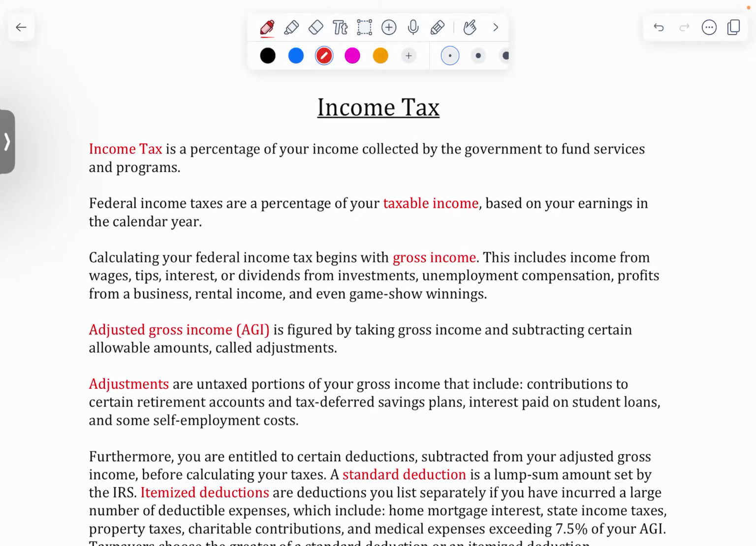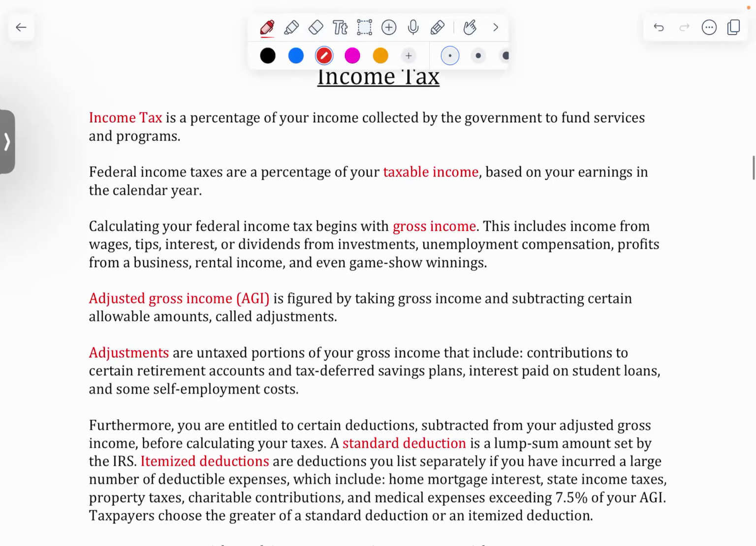So, again, income tax. Basic concept is collected by the government to fund services and programs. Federal income tax is then a percentage of your taxable income. So our whole idea is how do we find our taxable income? Starts with your gross income. Gross income is wages, tips, interest, dividends from investment, unemployment compensation, profits, rental income, game show winnings, all kinds of stuff.